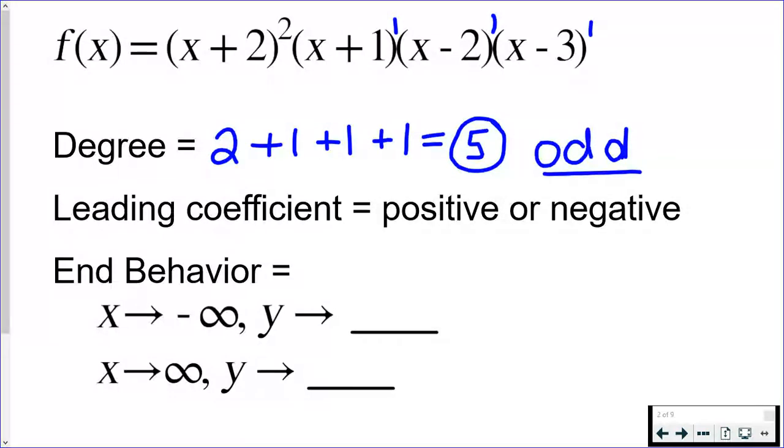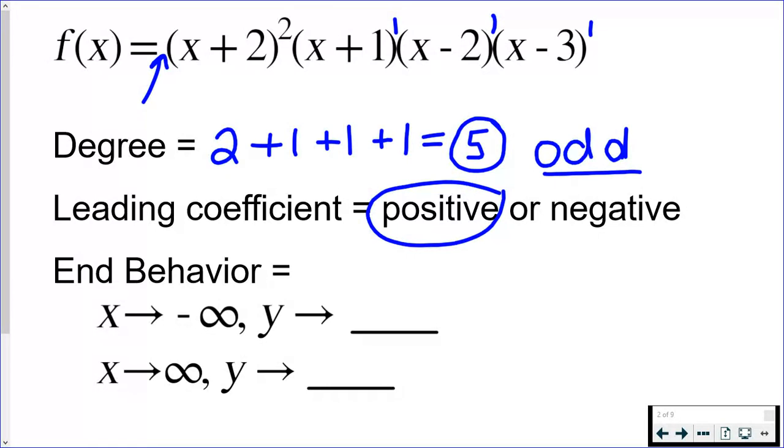What I'm really worried about is the fact that this is odd. Your degree is either going to be odd or even. Now you look at your leading coefficient. You're going to find that just in the very front. You're basically figuring out, is there a negative sign here or not? There isn't, so we know that this is positive. Now we have figured out that this is odd and positive, which leads us to our end behavior.